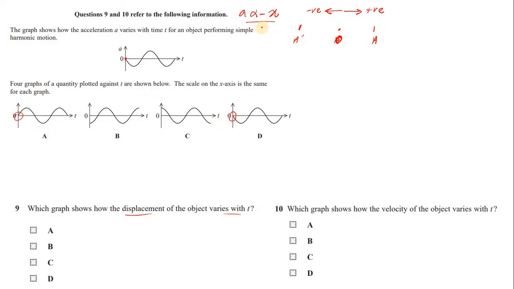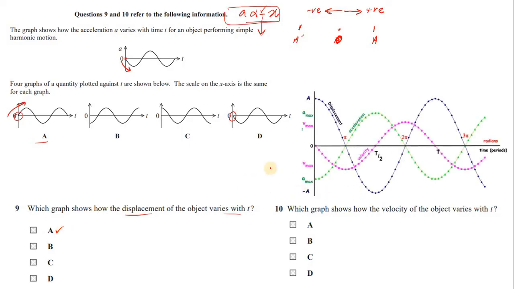But because they are in opposite directions, they are always out of phase. Now you see that the acceleration graph is going down. That means the corresponding displacement graph must be in the opposite direction, so it should be going up. So your option is A. Remember, the displacement time graph is always opposite because they are always out of phase.